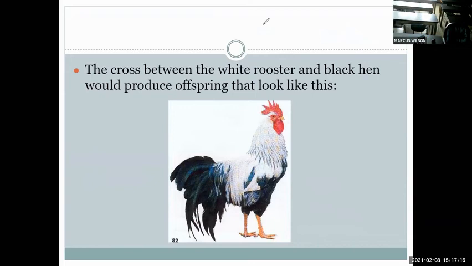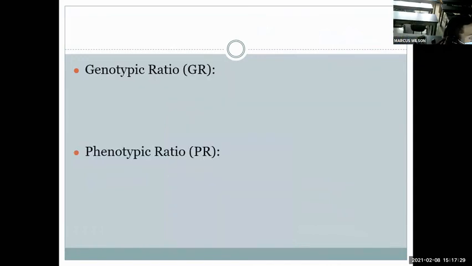Okay. So everybody's seen a chicken with multiple colors on it, like brown, black, and white or something like that. Codominance just means I can see all the colors represented on that one organism. Okay. So they're all expressed equally.